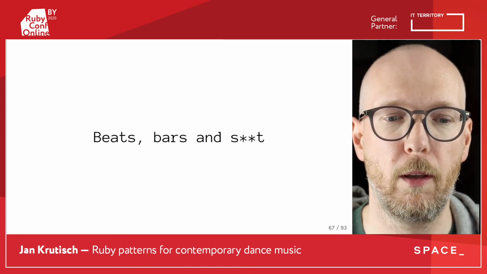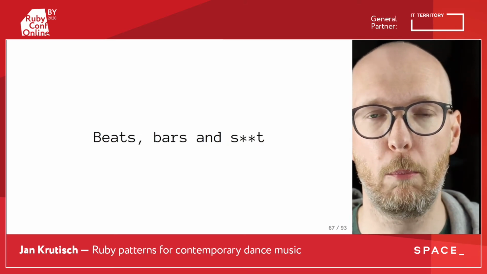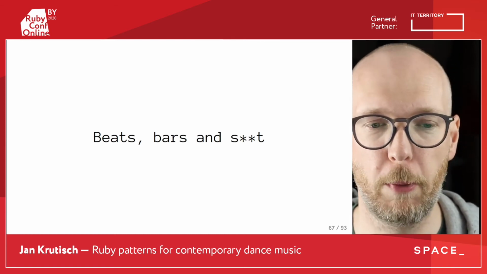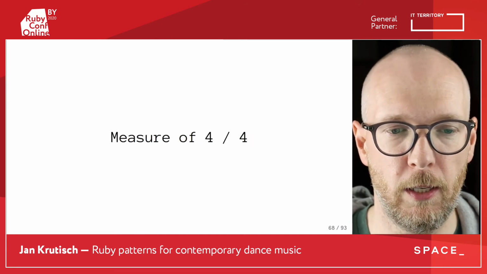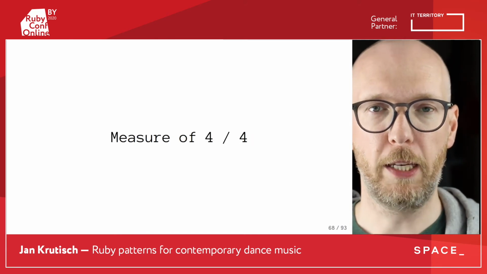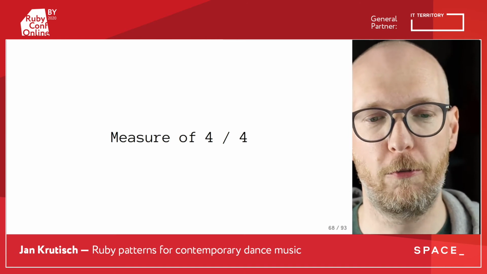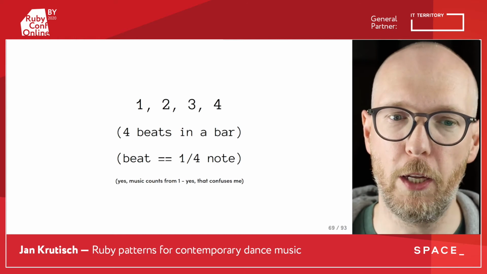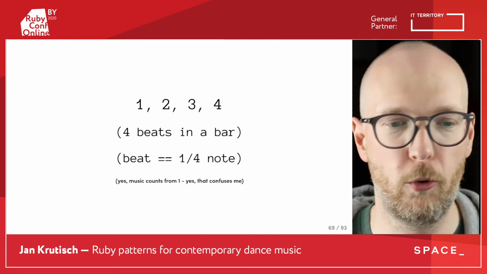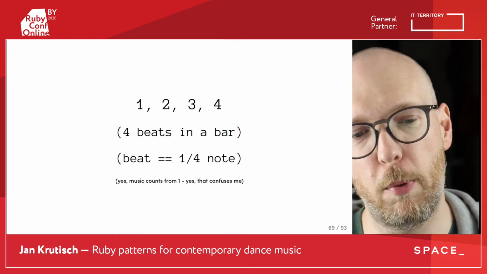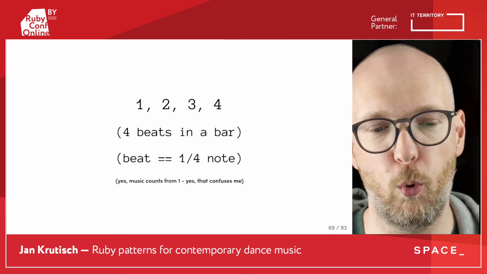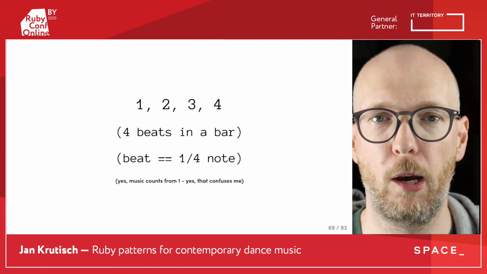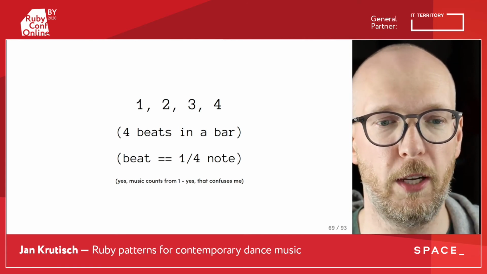For that, we need to learn a little bit more vocabulary. So we're going to talk about beats, bars, and other things. Everything I'm going to explain is meant in a measure of 4/4. What that means is that you just have a beat that goes like 1, 2, 3, 4, 1, 2, 3, 4, 1, 2, 3, 4. It's 4 beats in a bar, so each beat is a quarter note. And music people count from 1, which is irritating to a programmer.